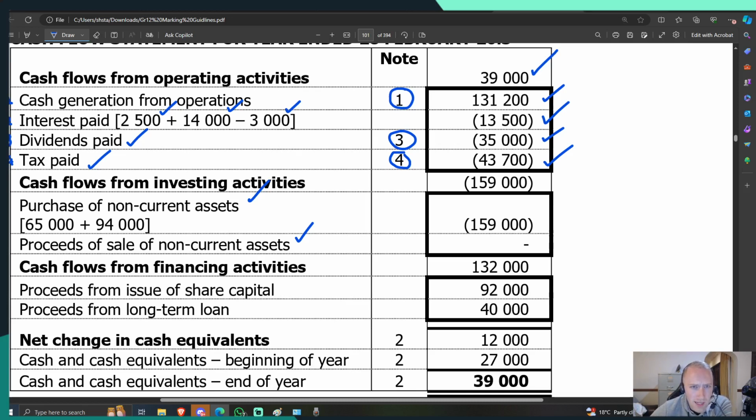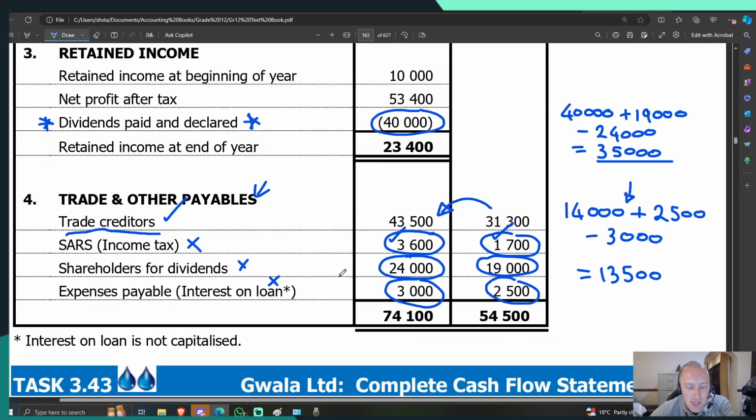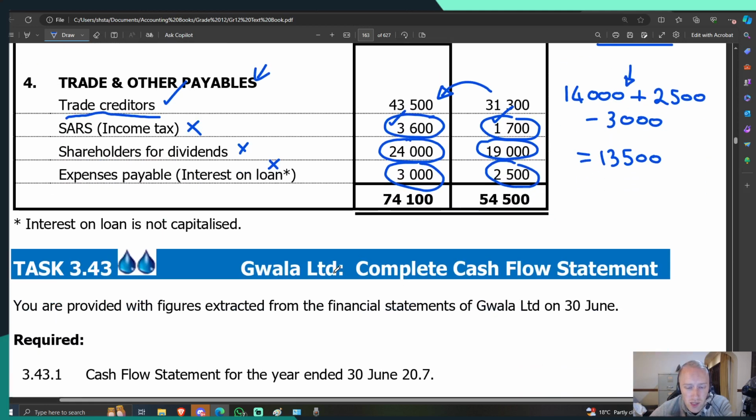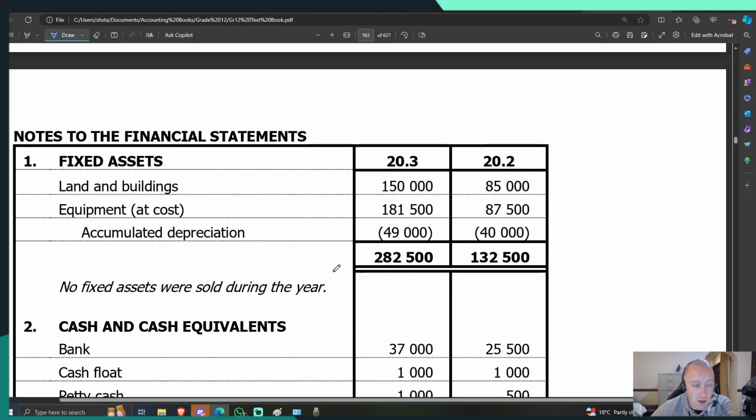So, let's go back to our question paper. We're going to look for purchases, so cash outflows from purchases of fixed assets. So it could be vehicles, could be equipment, could be land and buildings. Our land and buildings went up by 150 minus 85, that is 65. It went up by 65,000.